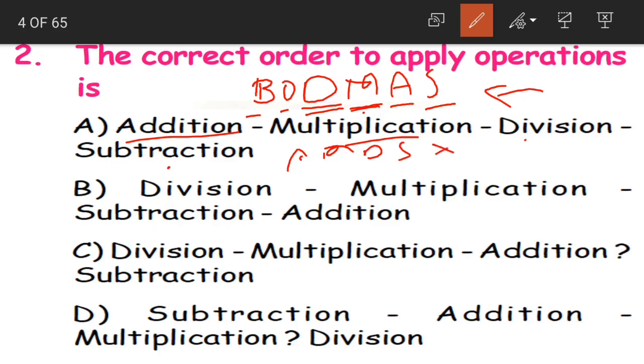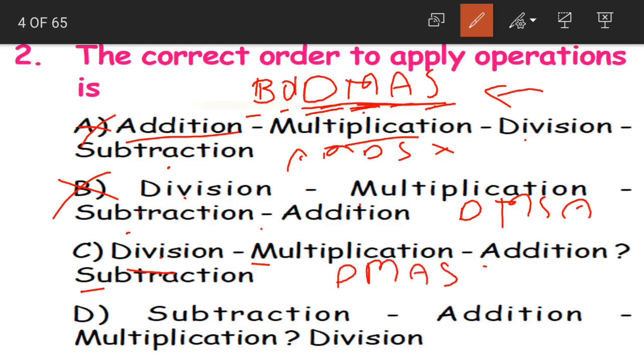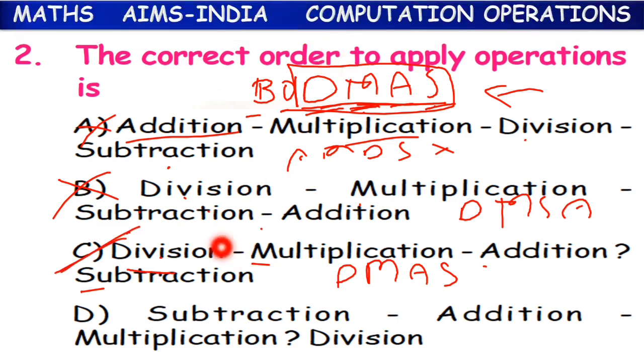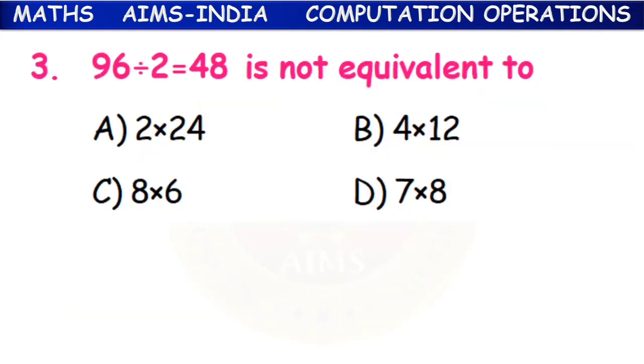Yes, so it is wrong. Next, option B, DMSA. But what do we have here? DMAS. So again option B is wrong. Coming to option C, DMAS. Division, multiplication, addition and subtraction. That is what we have in BODMAS, right? Yes, so option C will be our correct answer. The correct order is division, multiplication, addition and subtraction. Clear children?